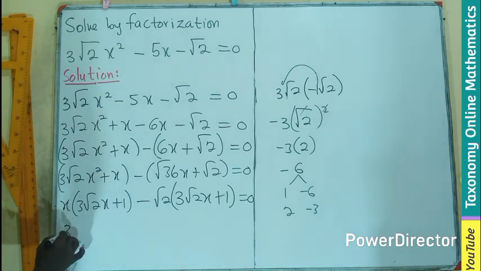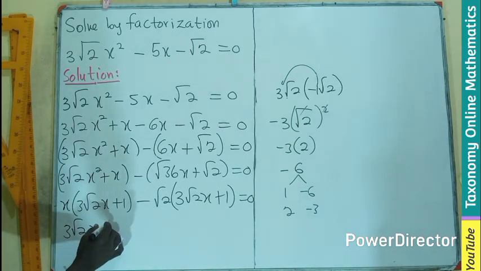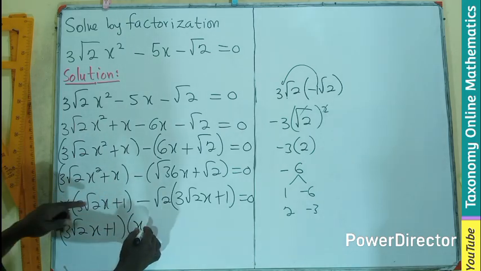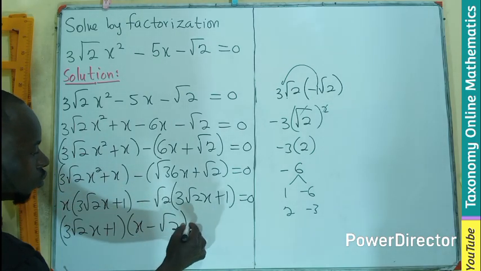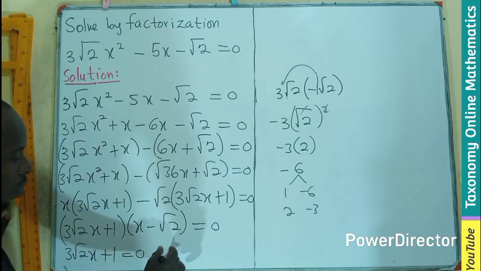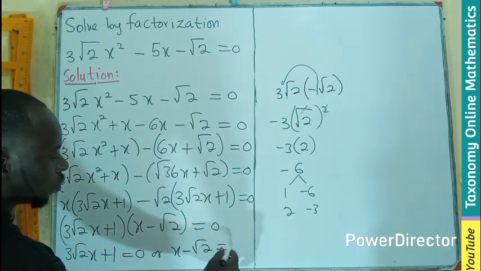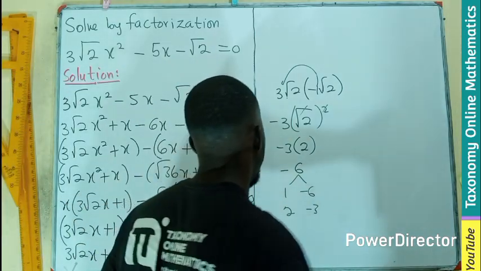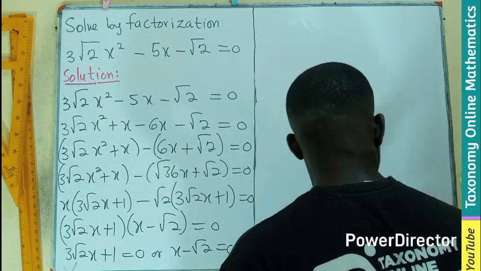So we pick the (3√2x + 1) as a common factor. Dividing this gives you (x − √2), still equals 0. Alright, the video is getting long, but take your time and follow through with the steps. So it is either going to be 3√2x + 1 equals 0, or x − √2 equals 0. Either the first bracket is 0 or the second bracket.